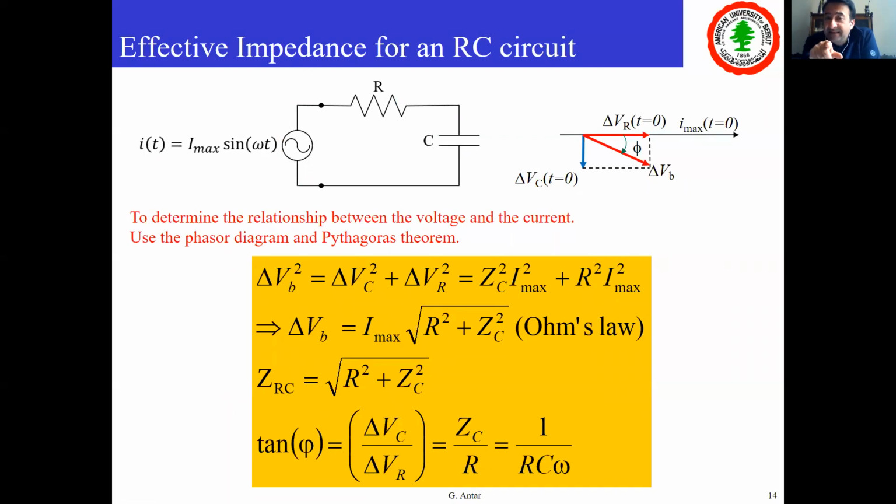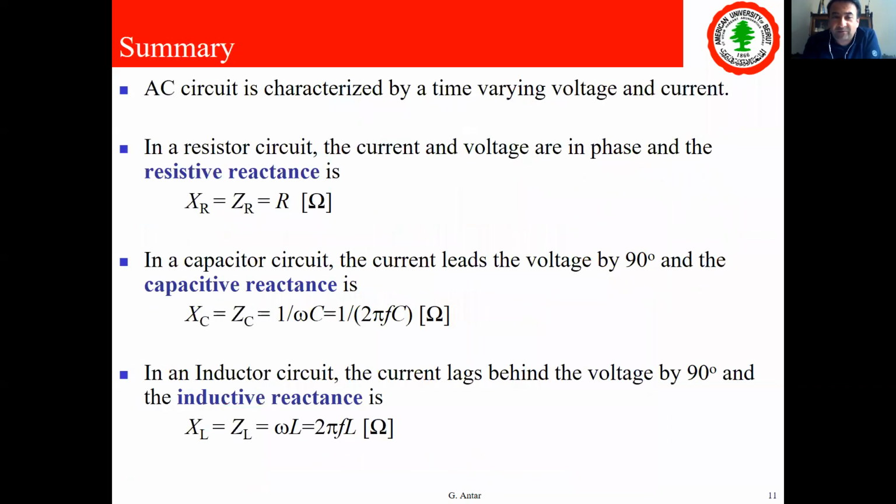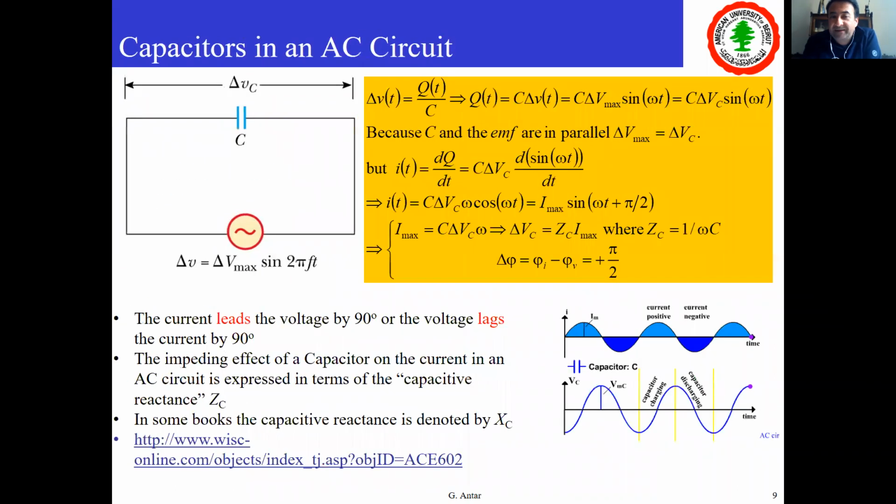Now, delta VC will give me a phase equal to minus pi over 2. Now you can tell me, oh, but we saw that this was plus pi over 2. Let's go back here to the capacitor. What did we say? We said that the phase difference between the current and the voltage is equal to plus pi over 2. Why did I put it in this form?